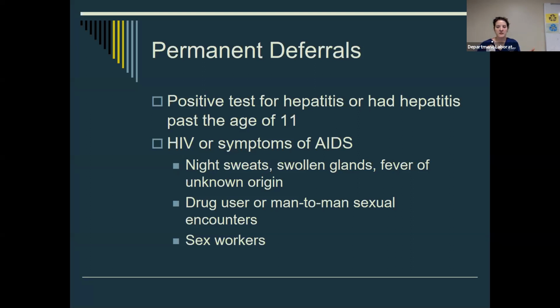So if you've ever had positive tests for HIV, or you've had symptoms of HIV, such as night sweats, swollen glands, fever of unknown origin, if you're a known drug user, or you're involved in man-to-man sexual contact, or if you're involved in sex work such as prostitution. Okay.